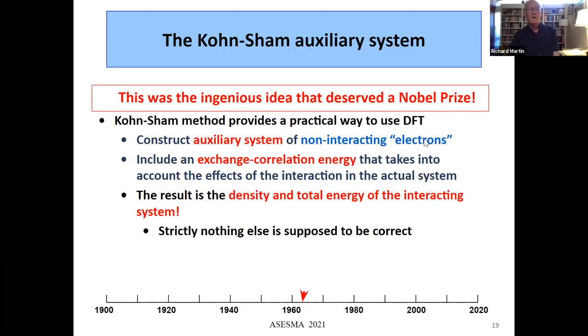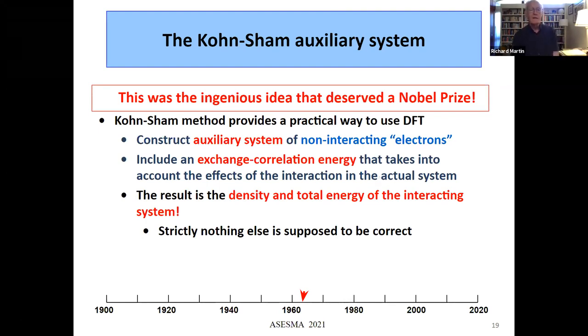They have the mass of electrons and the charge of electrons for how they interact with the nuclei, but they don't interact among themselves. So this is the auxiliary system. And since these particles don't interact with themselves, then it becomes a soluble independent particle problem. In setting up the problem for this auxiliary system, there's an additional term in the energy called the exchange correlation energy that takes into account the effects of interactions as far as the ground state is concerned.